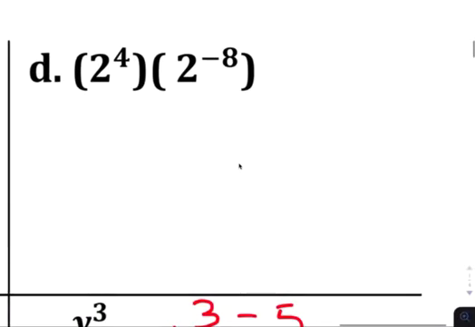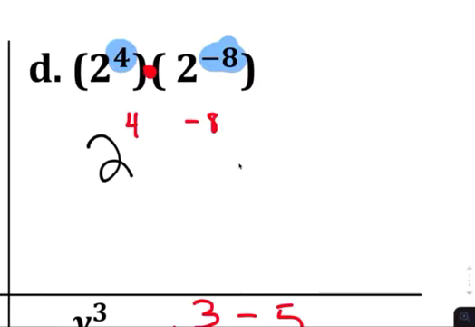Good refresher. When you multiply, you have to add the exponents. So we have a base of 2. The exponents are the 4 and the negative 8. So we have 4 and the negative 8. Because we're multiplying, we're going to add them.